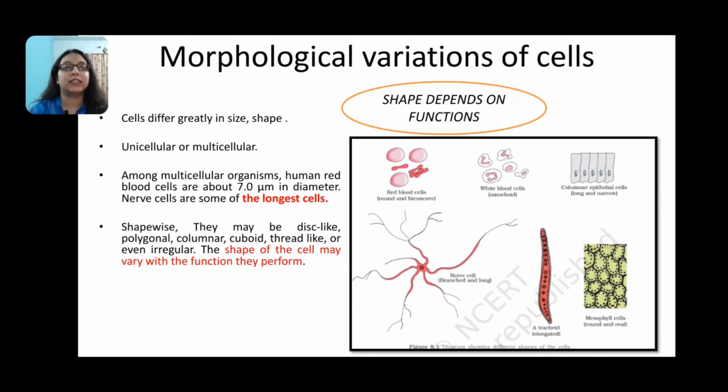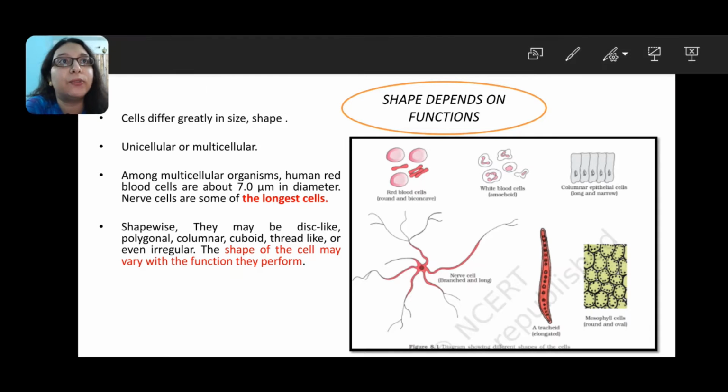So let's start. First of all, let's learn about the morphological variations which are found in a cell. We already know that cells vary in size and in shape. In the last class, we had studied that they vary greatly in their size. Eukaryotes were larger in size, whereas prokaryotic cells were much smaller in size. Now, you can ask me a question that what does the shape of these cells depend upon? The shape of these cells basically depends upon the functionality of the cells.